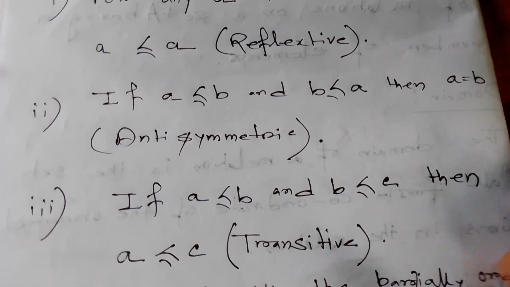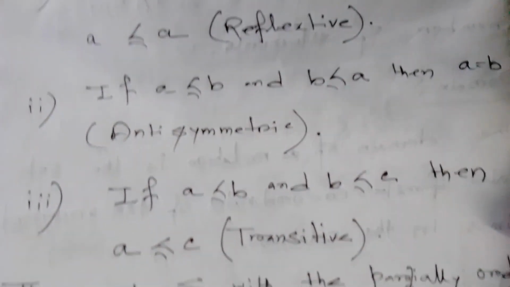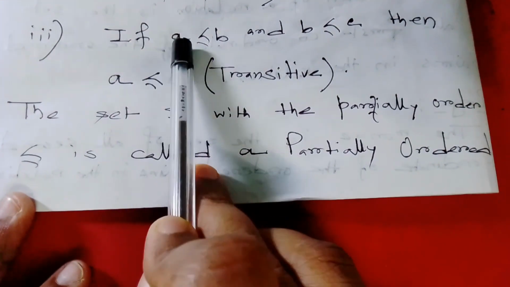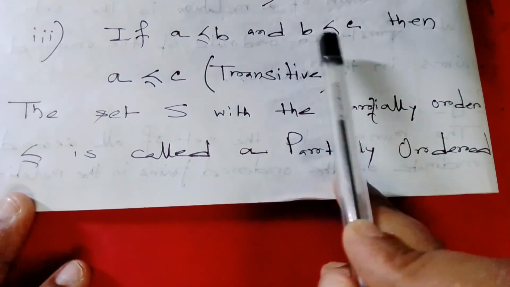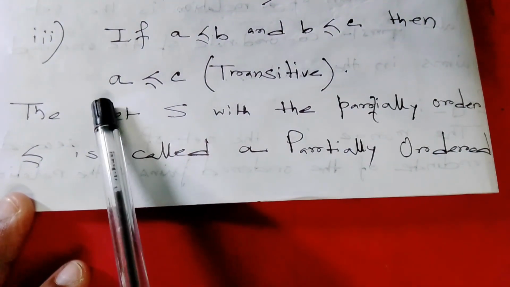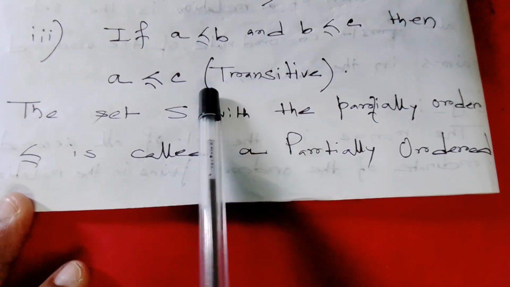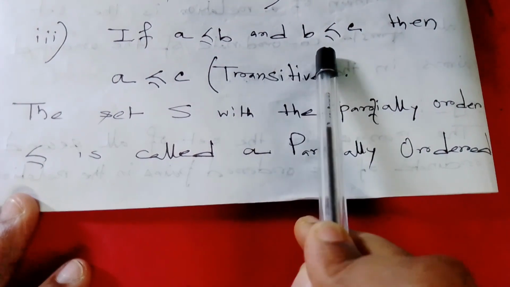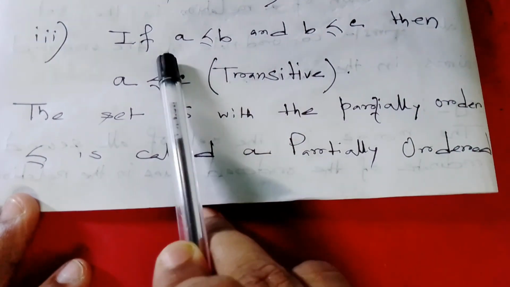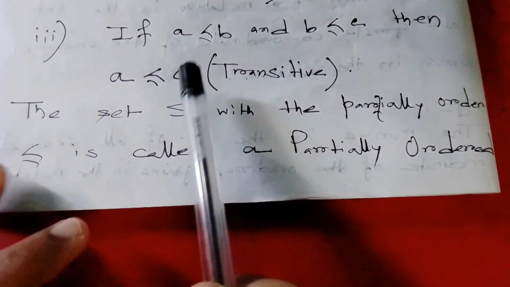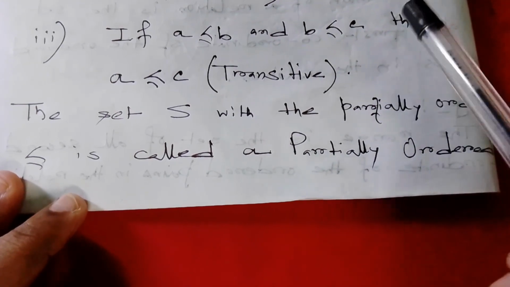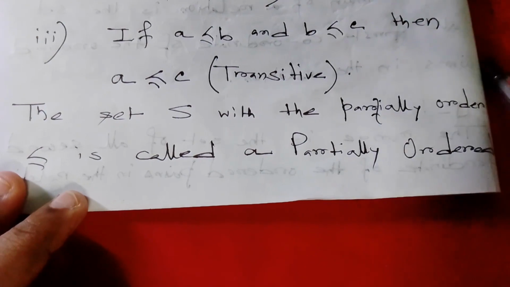Now the third condition is transitive. If a ≤ b and b ≤ c, then a ≤ c, and this is the transitive property. This is the third and last condition to satisfy for a partially ordered set.